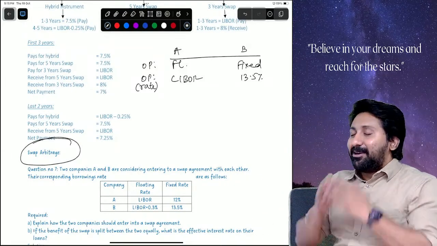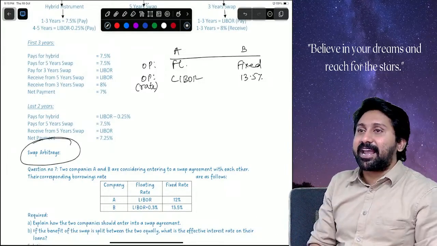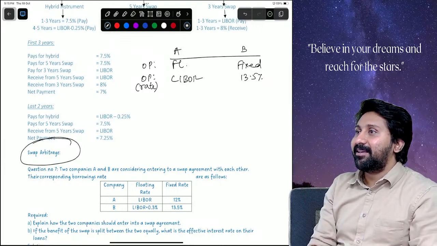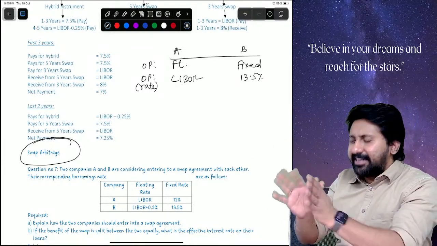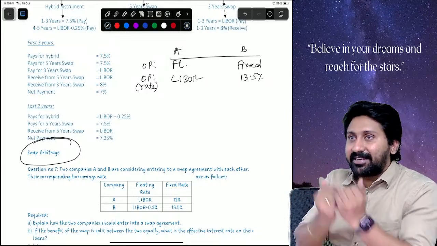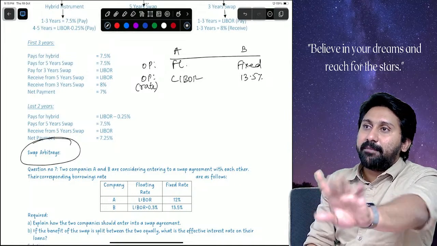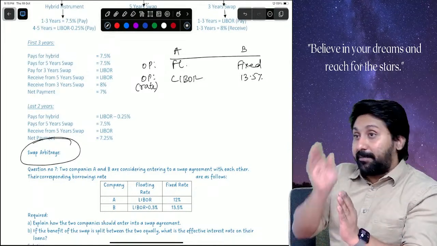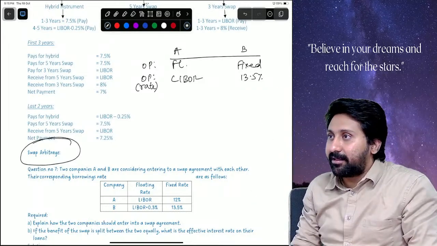Again, who is more risky? B. Therefore, they don't want to take extra risk again. Therefore, they want which loan? Fixed loan. Is A risk-free or riskless? Less risky or more risky? They can take risk. Therefore, they want which loan? Floating. Means what loan? LIBOR. A felt LIBOR as costly. B felt 13.5 is very costly.